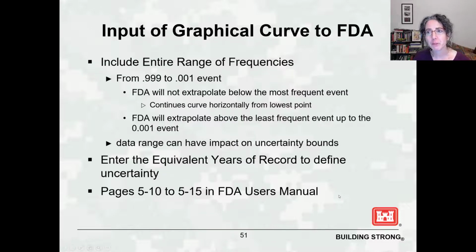When entering this table, it's important to remember that we have to describe the entire range of probability. FDA will not extrapolate below the lowest or most frequent event, but it will extrapolate above the highest or least frequent event. But the range of values that we describe can affect the computed uncertainty.